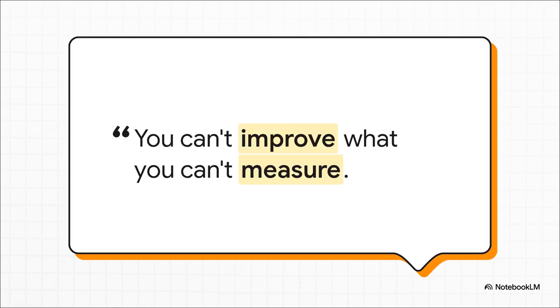It all comes down to this one simple, powerful rule that you hear everywhere, from business to sports, and it is especially true for AI. If you don't have a stable, objective way to measure your AI's performance, you are basically flying blind. You can't make it better systematically, and you definitely can't trust it.